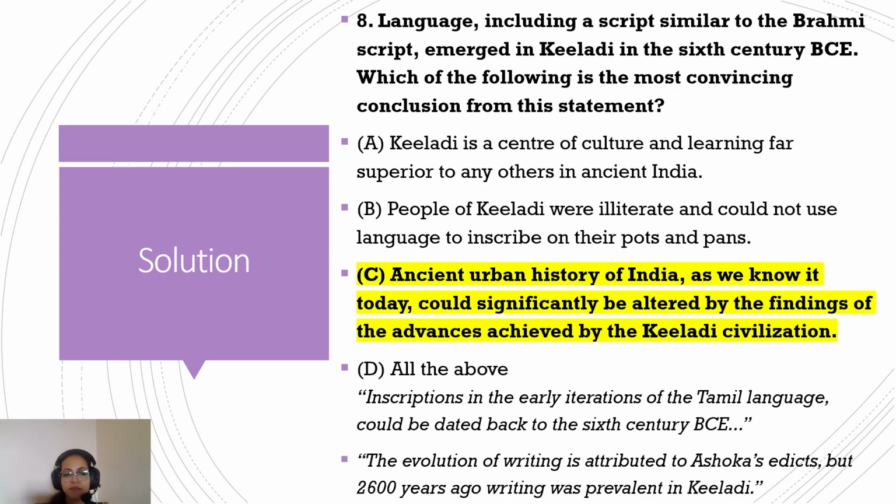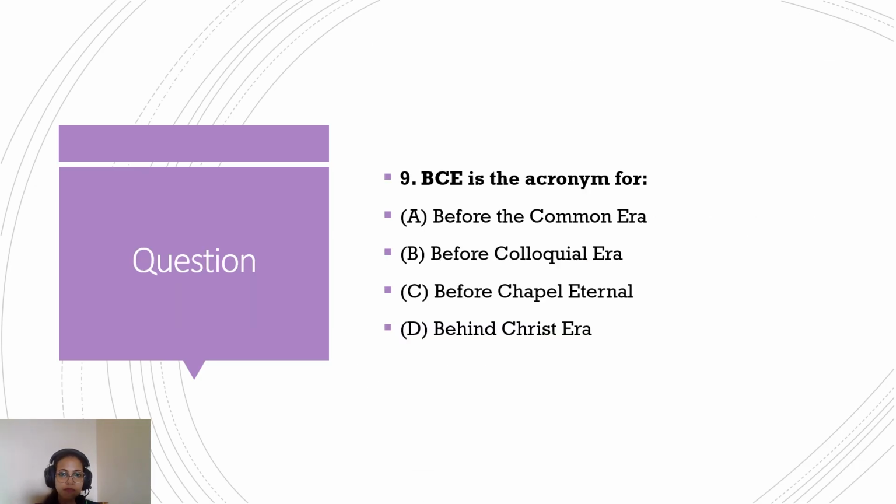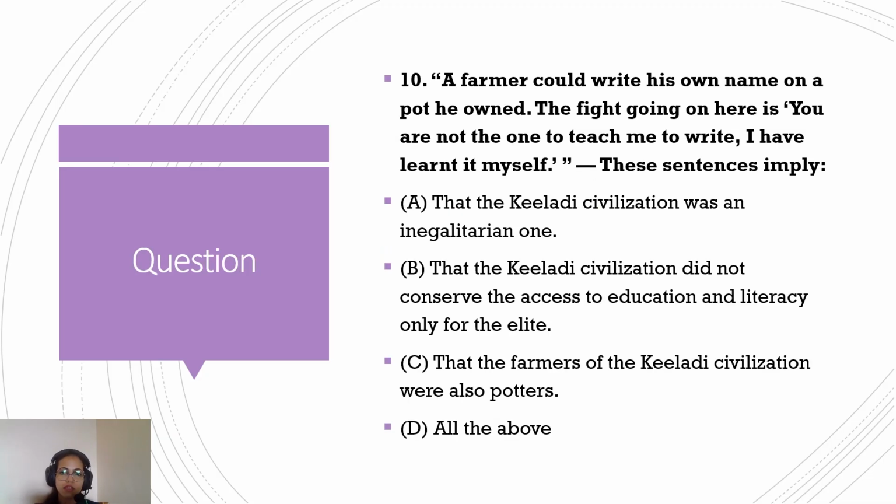That, because we come across these lines that inscriptions in the early iterations of Tamil language could be dated back to the 6th century BC, and the evolution of writing is attributed to Ashoka's edicts, but 2600 years ago, writing was prevalent in Kiladi. Okay, so option C. This we did while reading the question itself. BCE is before the Common Era.